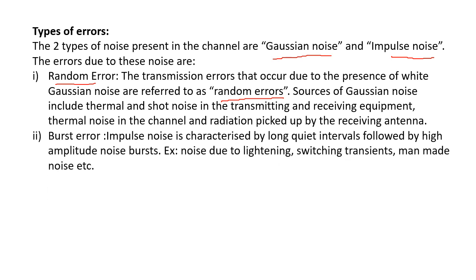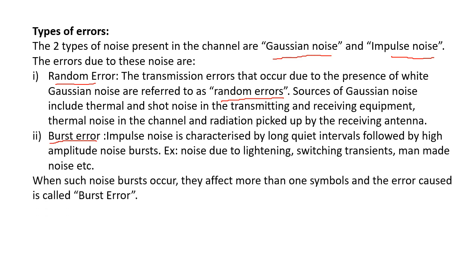The second type of error is the burst error. Impulse noise is characterized by long quiet intervals followed by high amplitude noise bursts. Examples are noise due to lightning, transient switching, man-made noise, etc. When such a noise burst occurs, it affects more than one symbol, and the error caused is called a burst error.